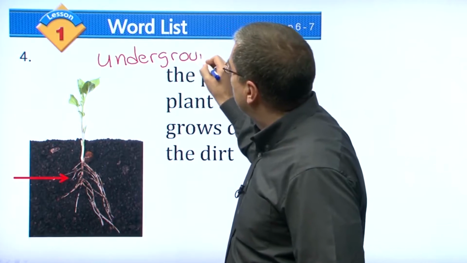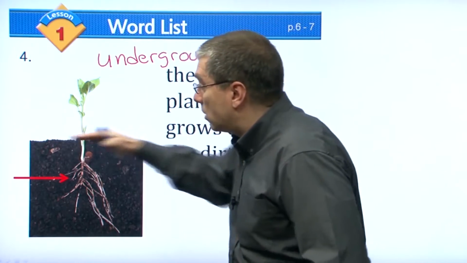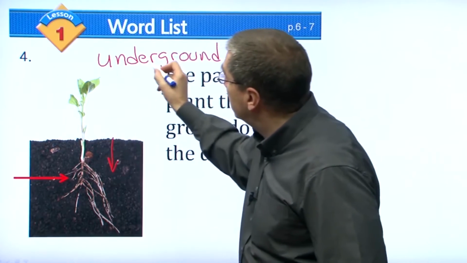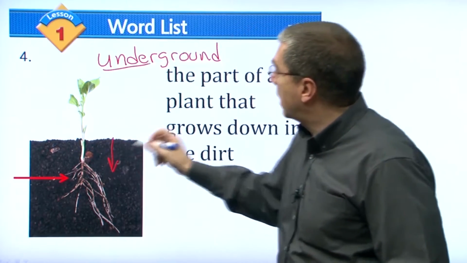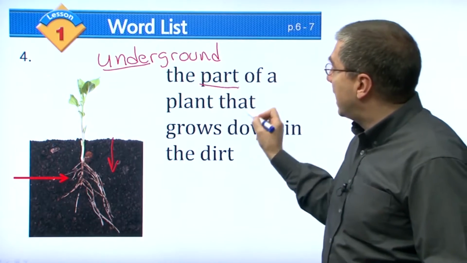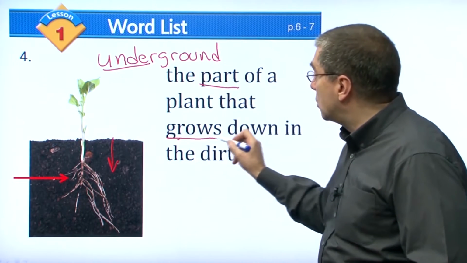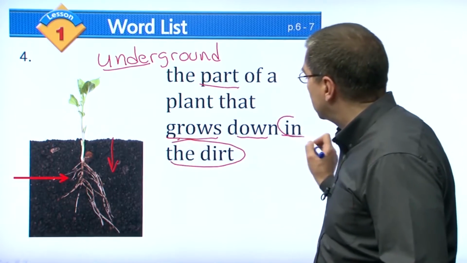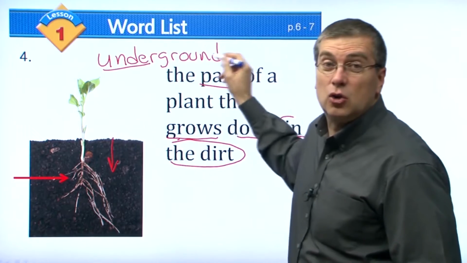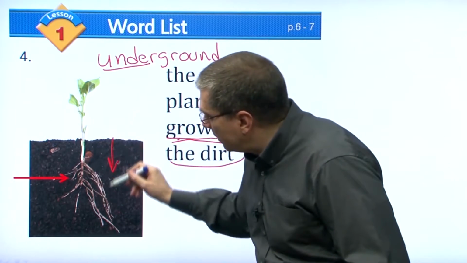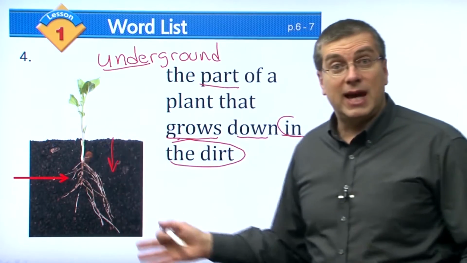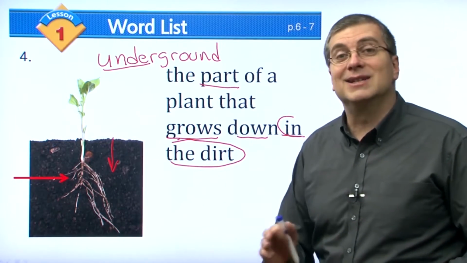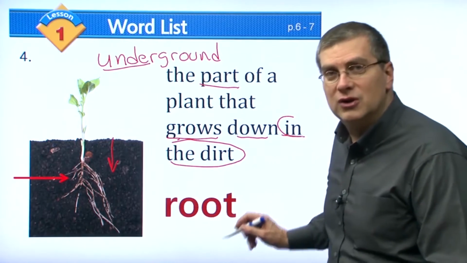Underground. Right? This is the ground. It's under the ground. Underground. The part of a plant that grows down in the dirt. It's in the dirt, right? In the dirt, it's underground. So what part of this plant is it? What do we say? What's the word there? We say that part of the plant is called the root.